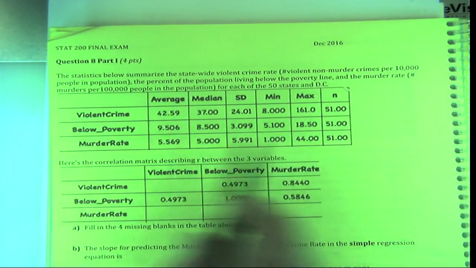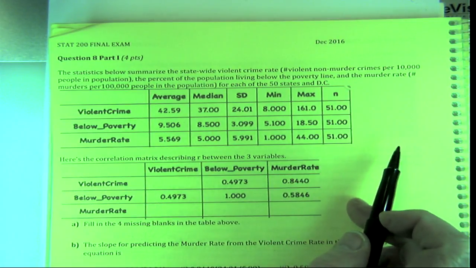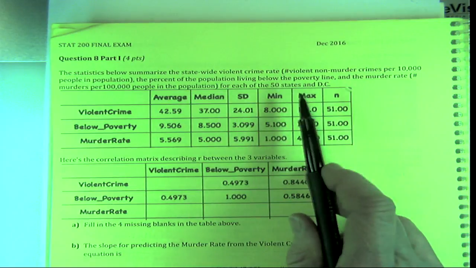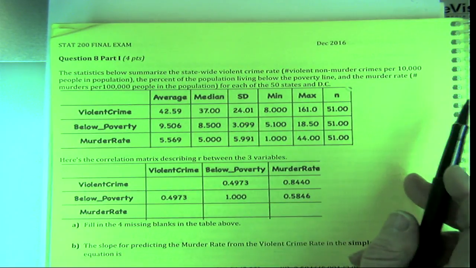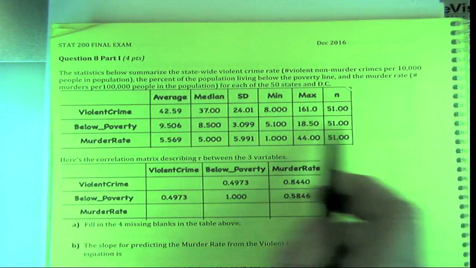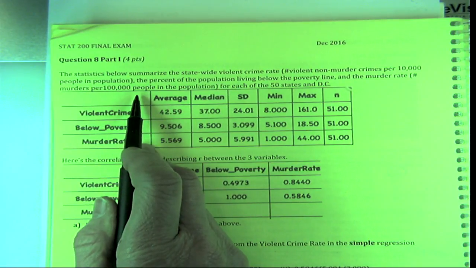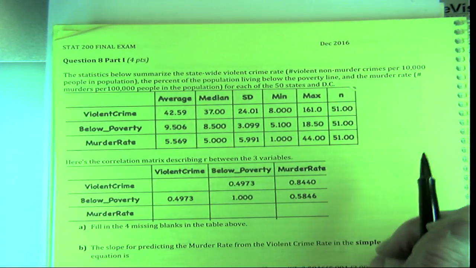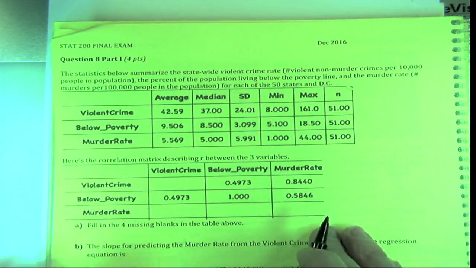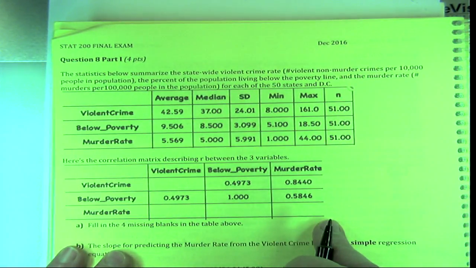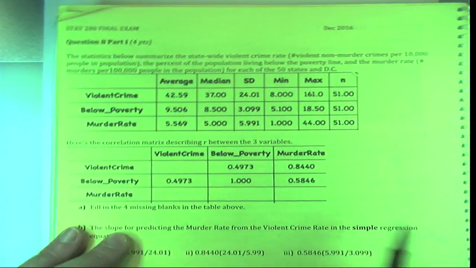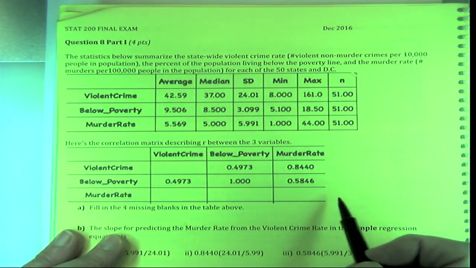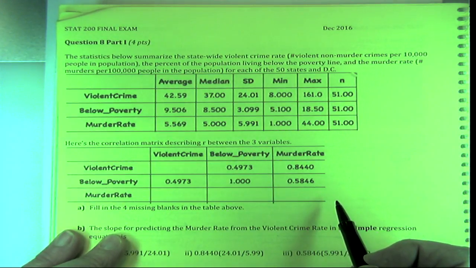All right, so here's a statistics table that summarizes the statewide violent crime rate, the percent of the population living below the poverty rate, and the murder rate per 100,000 people for each of the 50 states and DC. And here's the correlation matrix. So what are we doing? We're trying to predict murder rate from these 2 variables. And here's the correlation matrix between the 3 variables.